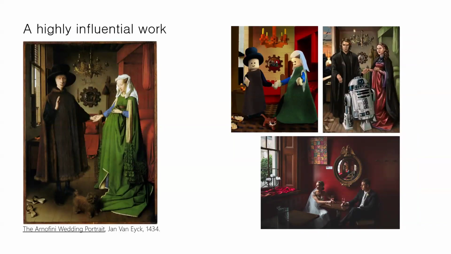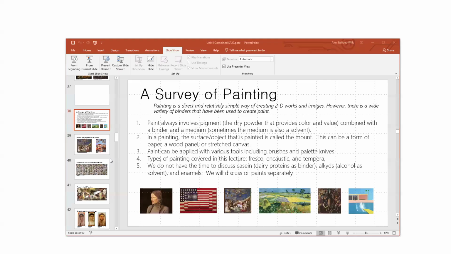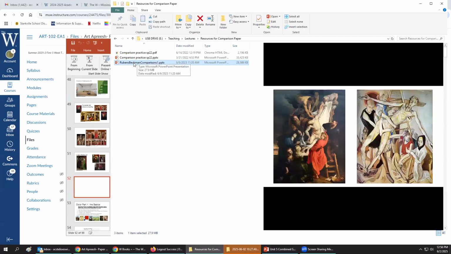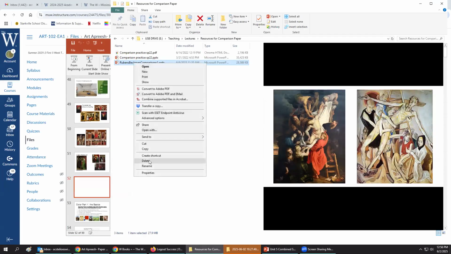All right. And we will probably talk about the Arnolfini wedding multiple times. The only other thing I want to talk about, since I have maybe a second, is I want to pull up this lecture right here.